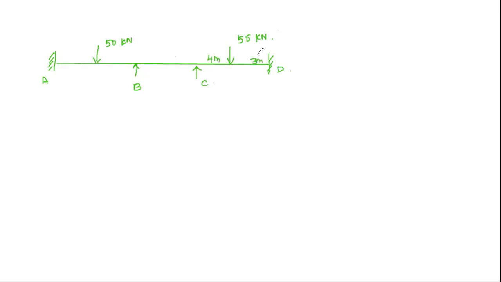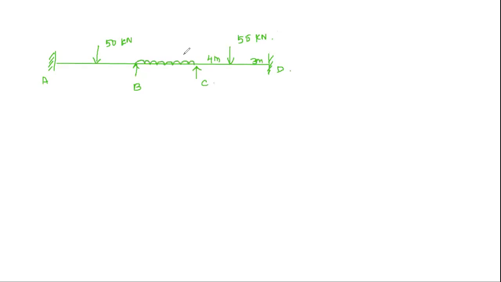So consider a continuous beam, which is fixed at end A and end D, and it is simply supported over ends B and C. Here it is subjected to 50 kilonewton, and here it is subjected to 55 kilonewton, at 4 meter and 3 meter.